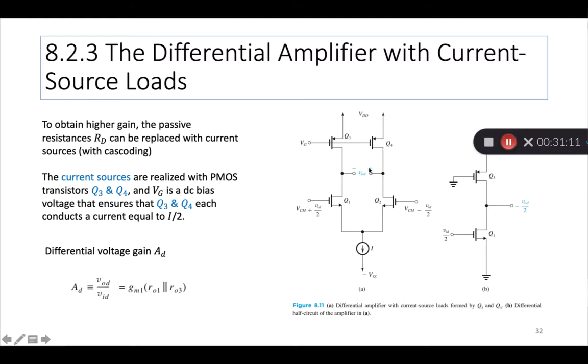All that happens is previously we had two transistors to worry about with simple current source load. Now we have four to worry about.